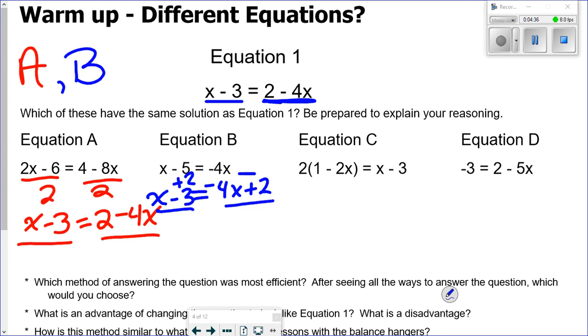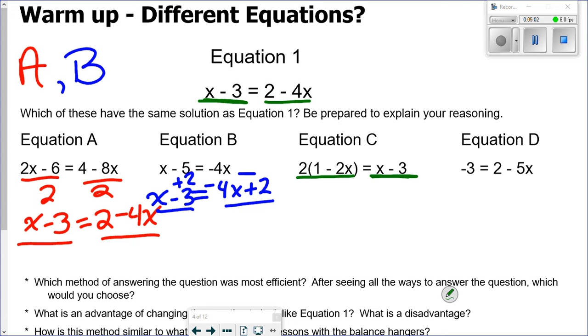Let's take a look at equation C. When comparing equation C with equation 1, I can see that they have just moved the x minus 3 from the left side of the equation to the right side. So that equivalent piece is still there, it just flips sides. Now I need to be able to compare the 2 minus 4x with the left side of this equation.